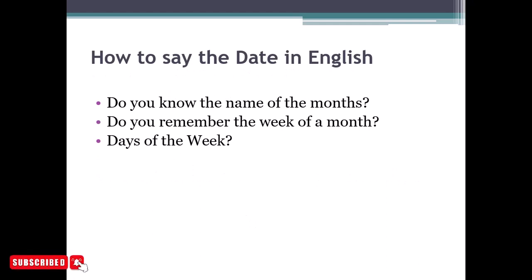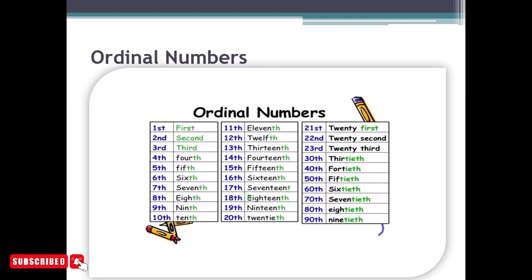How to say the date and time? Do you know the names of the months? If you know this, it will be very easy to say or ask. Do you remember the days of the week? And then there are the ordinal numbers. In dates, we mostly use ordinal numbers, not cardinal numbers. In ordinal numbers, we say first, second, third, fourth, and so on, up to the 30th and 31st.